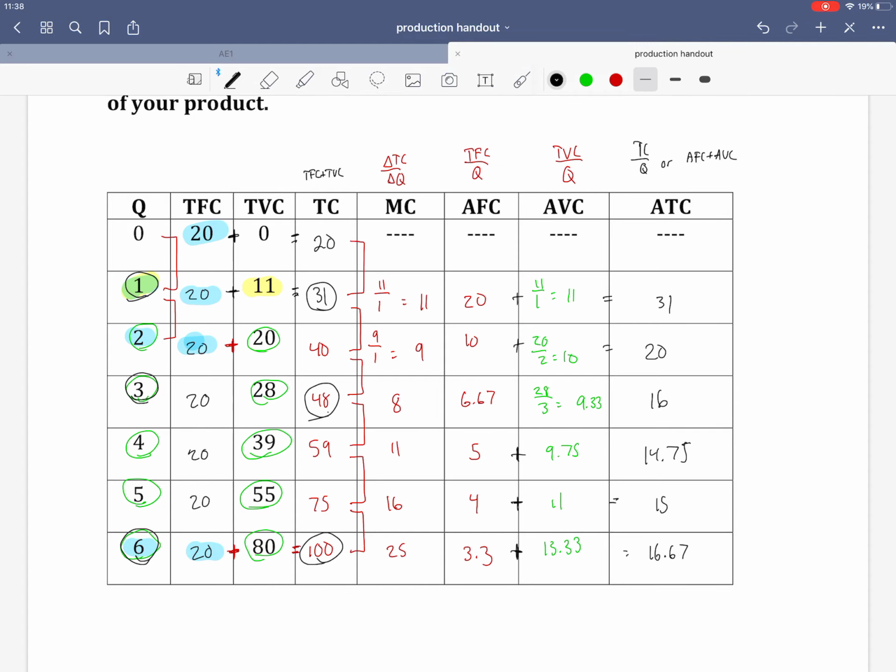So this is just an example of how you would utilize all of your cost formulas, so all 7 of them, in finding our different costs. So please let me know if you have any questions.